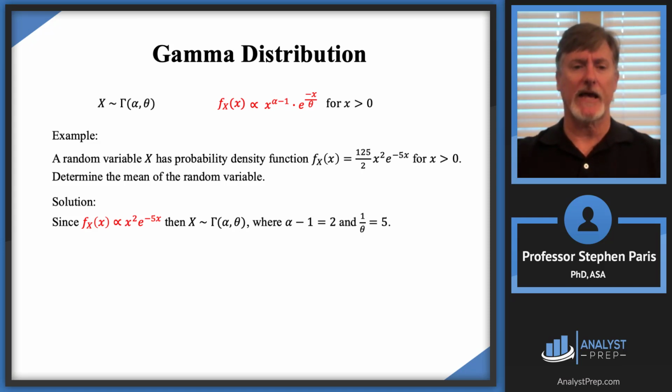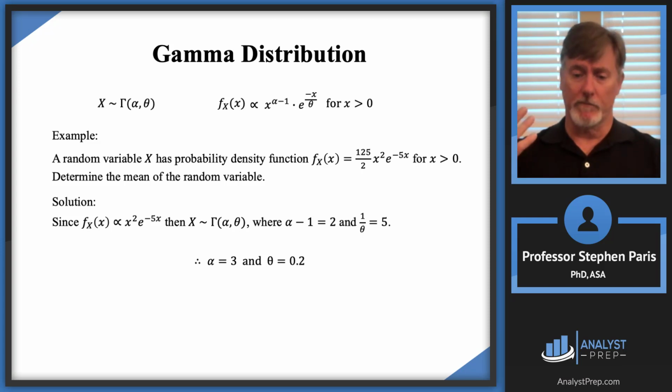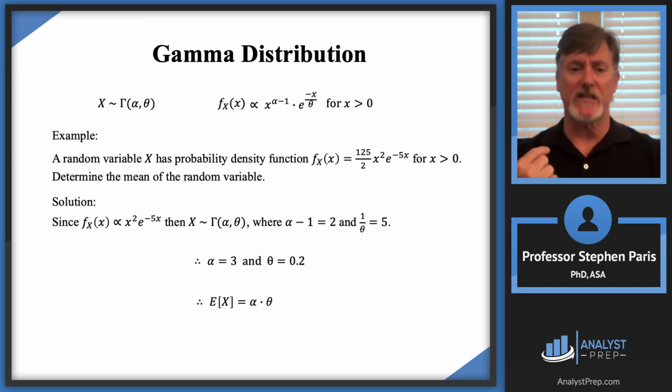E to the minus x over theta being e to the minus 5x here tells me that 1 over theta is 5. So I get parameters alpha equal 3 and theta equal 0.2, and then I recall, having committed it to memory, that the expected value of a gamma distribution is alpha times theta, and when I multiply those two together, I get 0.6. That's it. I hope you would agree that that's pretty simple.